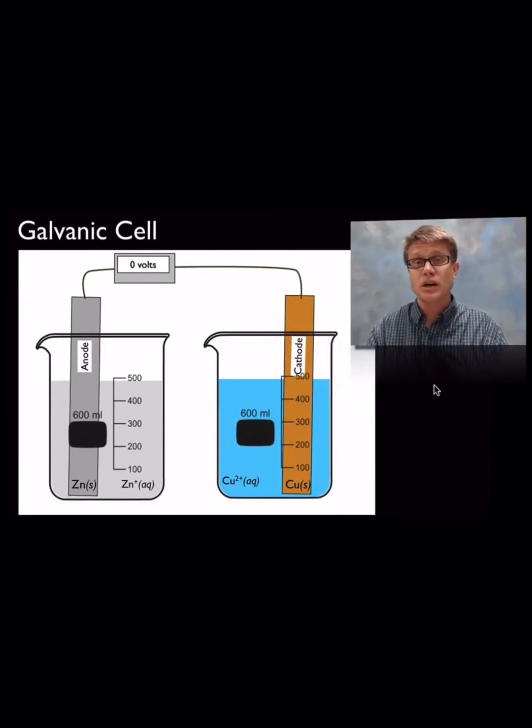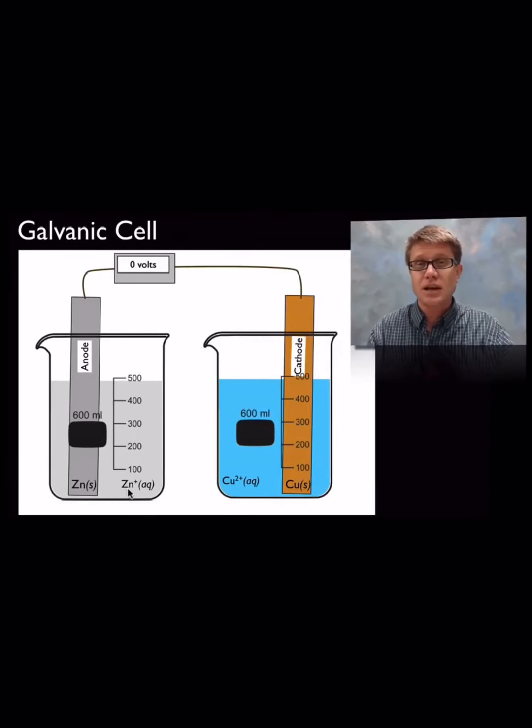Let's separate the reduction and the oxidation portion. And so over here we have the anode. That's going to be where that oxidation takes place, that oxidation of the zinc. And then we have the cathode, and they're each going to be in a different solution. So right here, we've got copper metal in a copper solution. And then over here, we have zinc solid in a zinc solution.